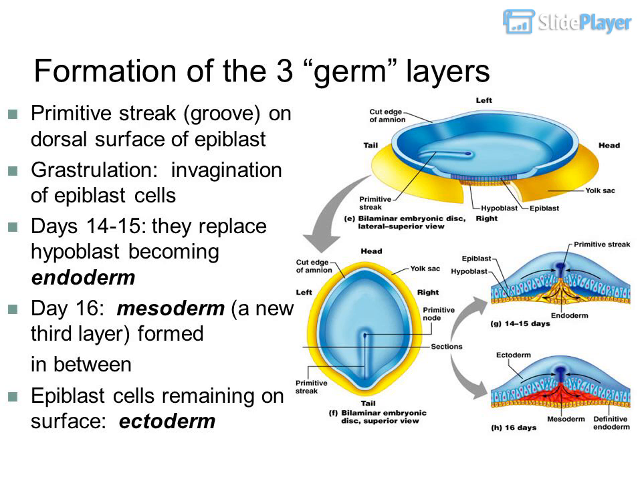Primitive streak, groove, on dorsal surface of epiblast. Gastrulation, invagination of epiblast cells. Days 14 to 15, they replace hypoblast, becoming endoderm. Day 16, mesoderm, a new 3rd layer, formed. In between, epiblast cells remaining on surface, ectoderm.